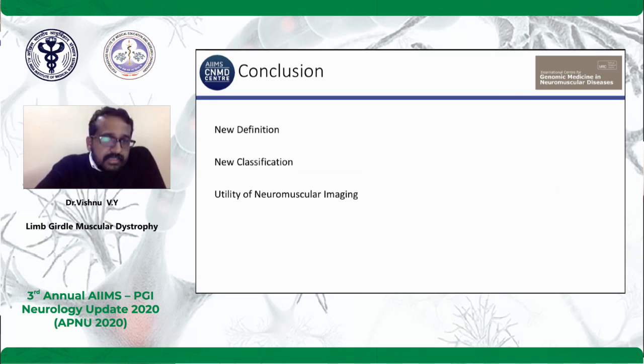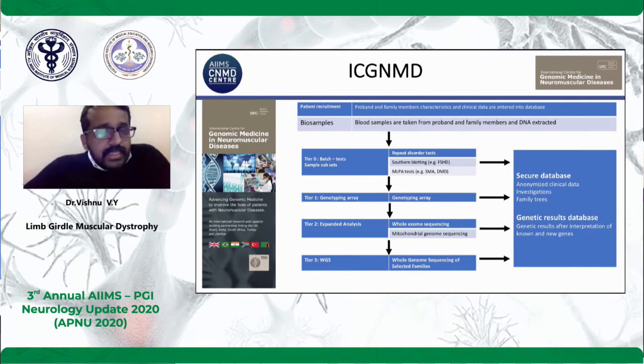So these are the three things I tried to say: the new definition of limb girdle muscular dystrophy, the new classification into dominant and recessive forms, and the utility of neuromuscular imaging. Next time you have some doubt, if genetic testing is not available or not done immediately, or you are waiting for a muscle biopsy, you can do a muscle MRI, and then you can decide where you want to do the muscle biopsy. That can also help.